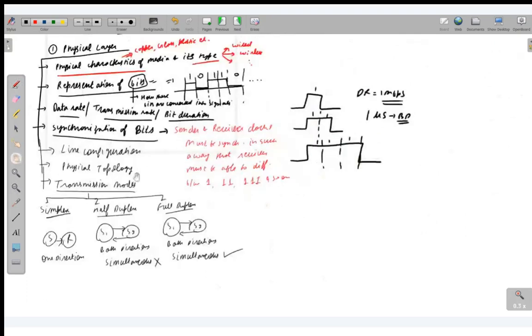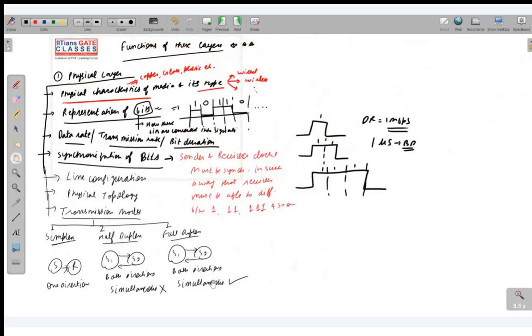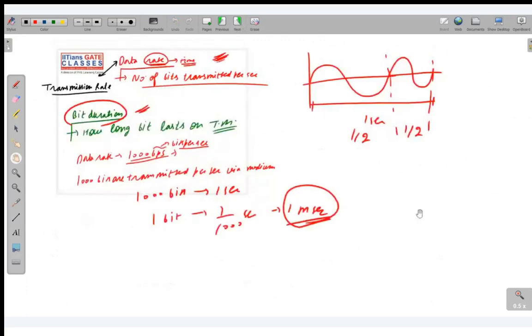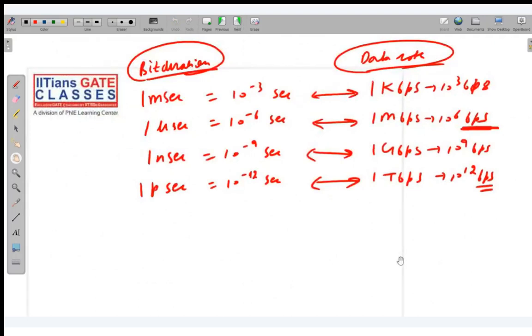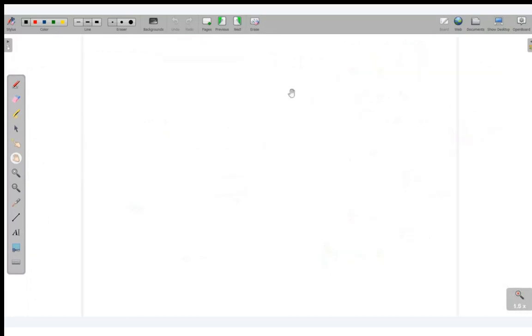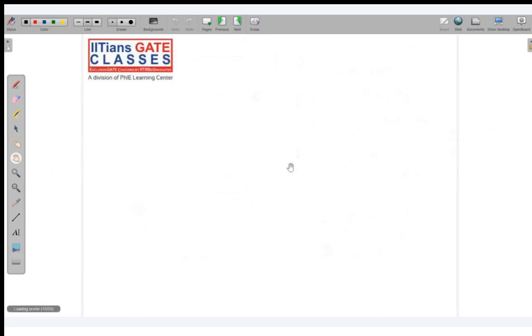So the physical layer overall is completed. You can take this snapshot also. This is the picture of your physical layer. These are the tasks. Here we have discussed the data rate or transmission rate. Then we have discussed bit duration and data rate units. Then line configuration and physical topology. So this is all about your physical layer.